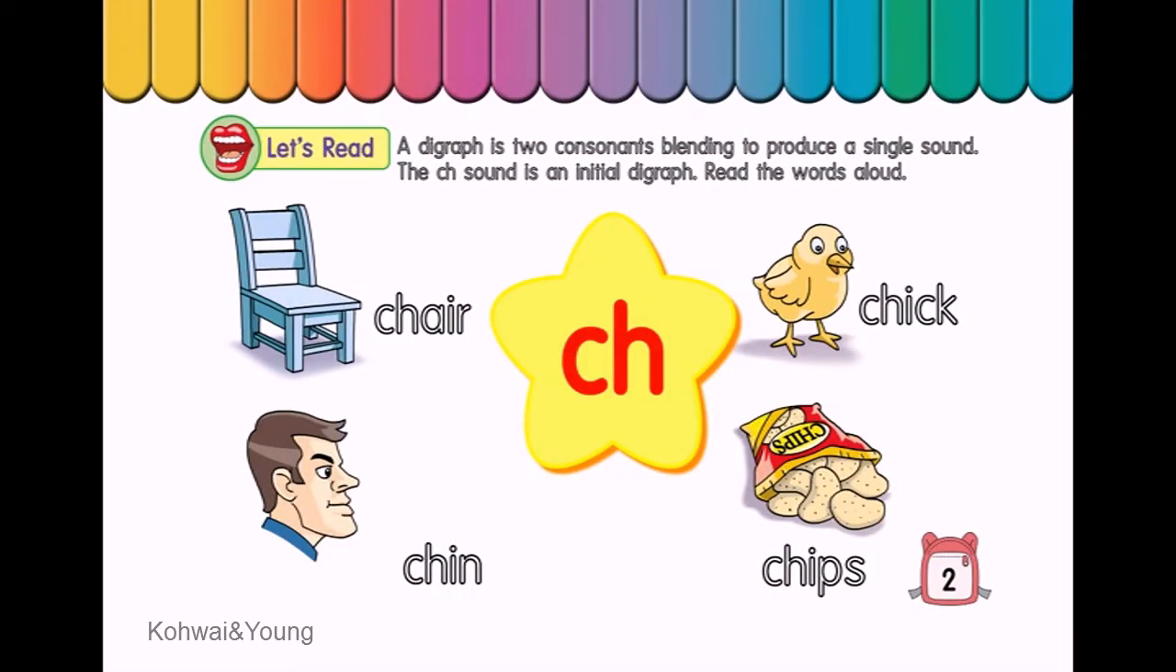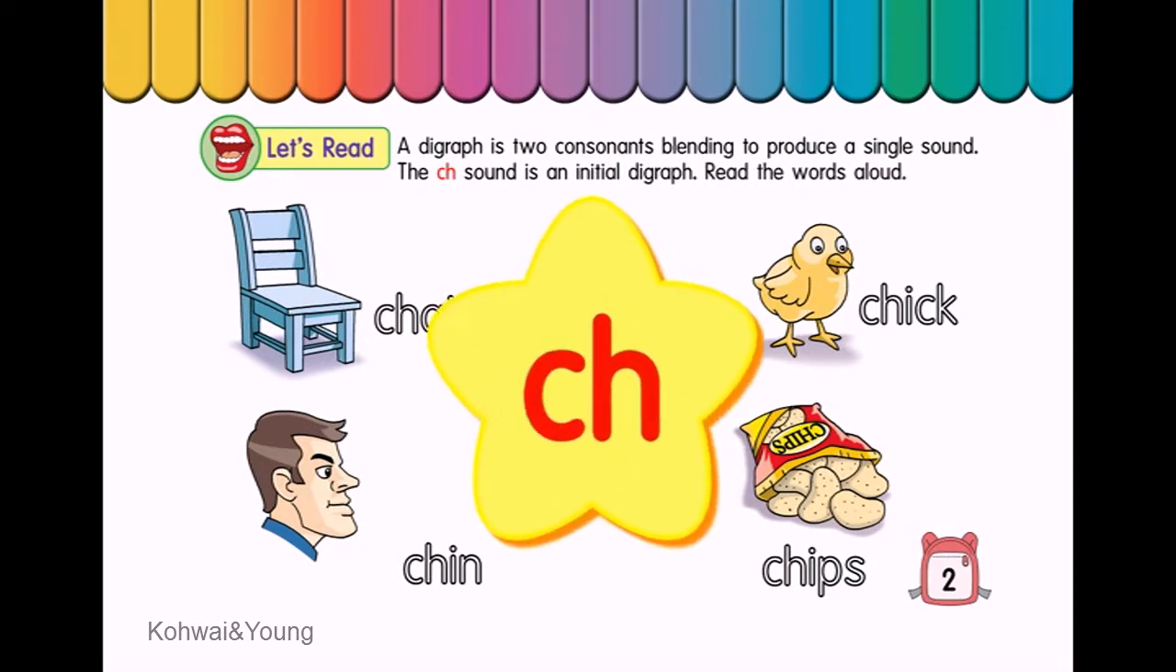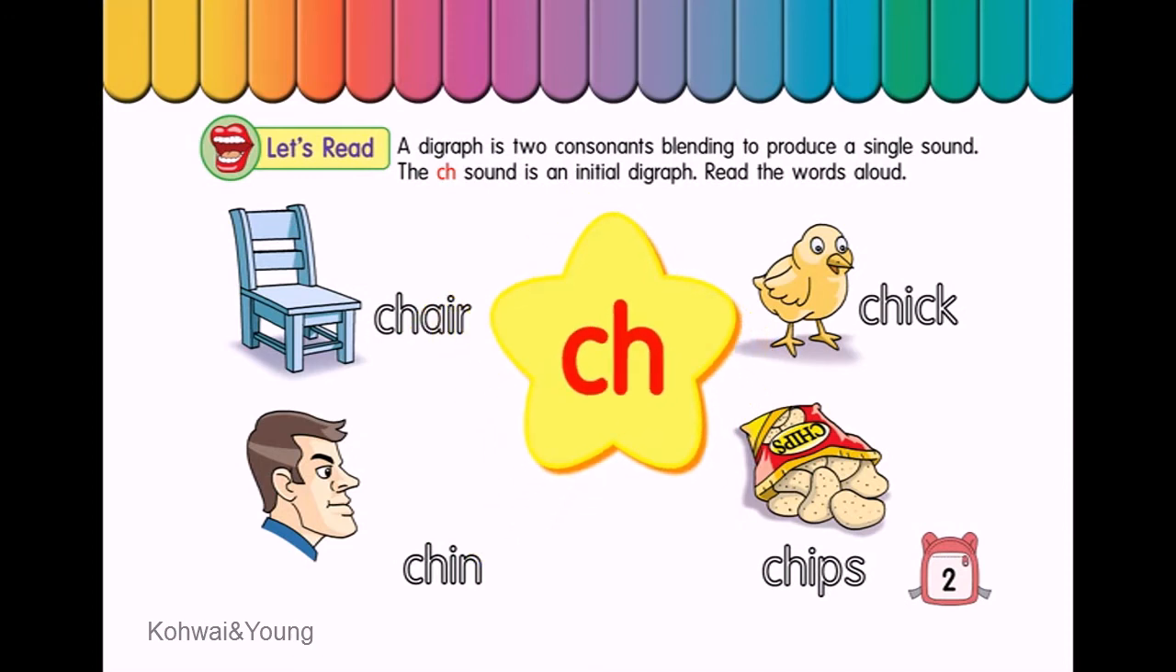Let's read. A digraph is two consonants blending to produce a single sound. The ch sound is an initial digraph. Read the words aloud. Ch, chair, chick, chin, chips.